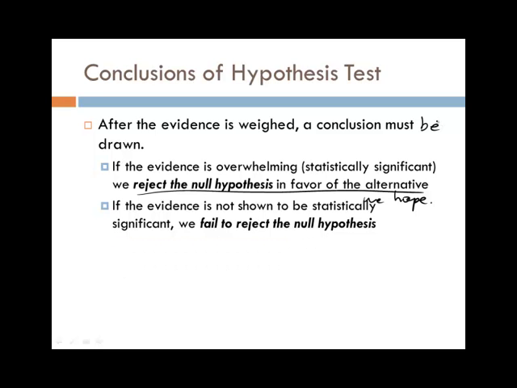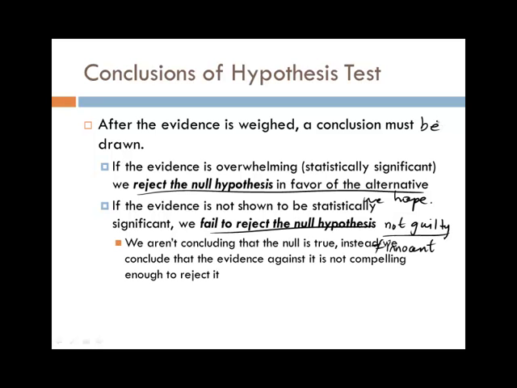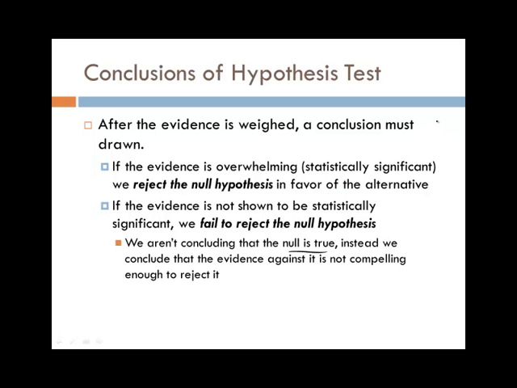So the analogy here is that the defendant is found not guilty. Okay, the defendant is found not guilty does not necessarily mean that the defendant did not do the crime, right? It just means that there was not enough proof or evidence offered to prove beyond a reasonable doubt. So be aware that not guilty and innocent are not the same thing, right? Not guilty is not the same as innocent. We aren't concluding that the null hypothesis is true. Instead, we conclude that the evidence against it is not compelling enough to reject it.